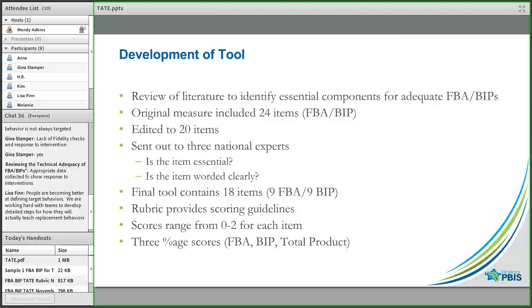I think sometimes we could do a better job in explaining it on the rubric, so you can give me feedback. That rubric will tell you whether or not the item might be a 0, a 1, or a 2. So each item of those 18 items, you're going to give it a 0, 1, or a 2. You then get 3 scaled scores. You get percentage scores for the total FBA, the total BIP, and then the entire document.